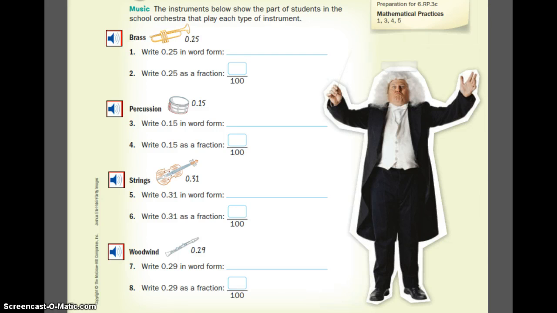The instruments below show the part of students in the school orchestra that play each type of instrument. Write 20.25 in word form. So that would be 20. Write 0.25 as a fraction, and you would put 25 in here. Boy, that's awesome. So let's not write them in word forms anymore. Let's just go straight for the fractions.